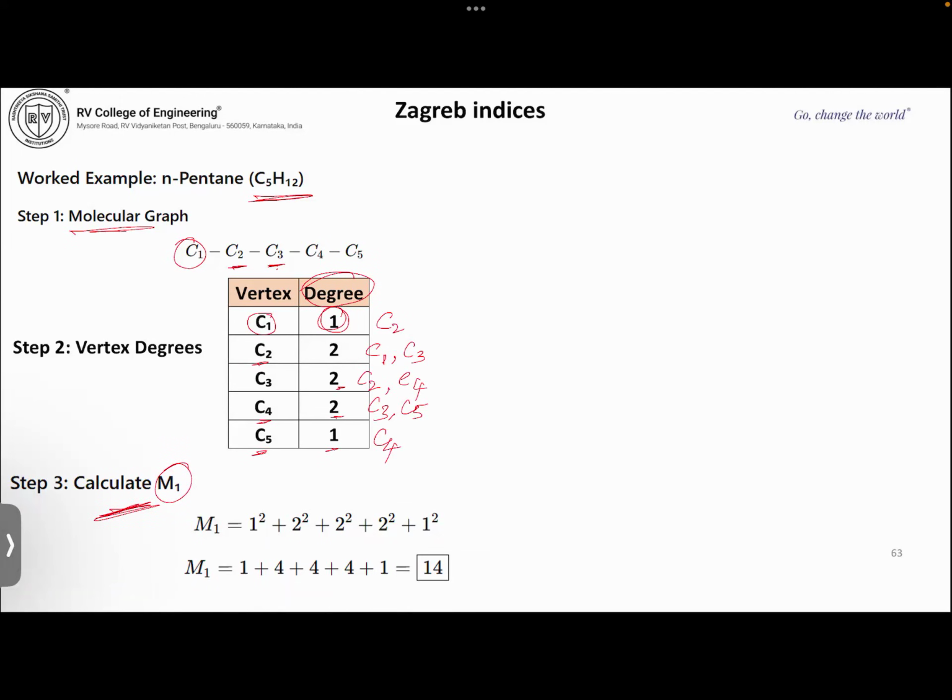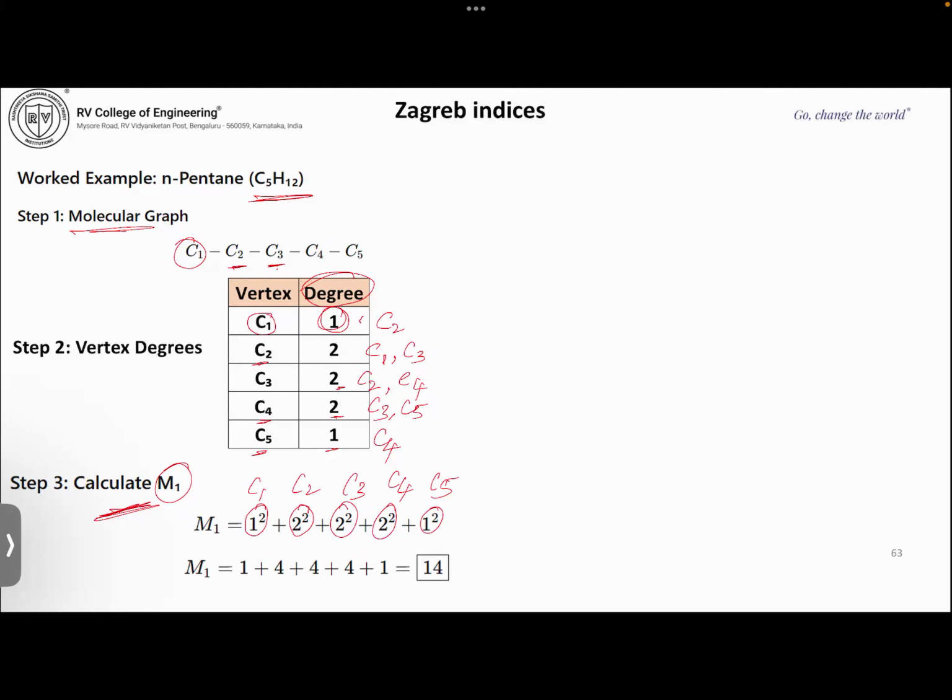Once you identify the degrees, right, the Zagreb number 1, M1, what is that? Sum of the squares of the degrees of the vertices. So this is the degree of the vertex C1, C2, C3, C4, and C5. These are the 5 vertices. So the degree of C1 is 1, so the square of that is 1 square. The degree of C2 is 2, so 2 square. It's 2 square for C3 and 2 square for C4 and 1 square for C5.